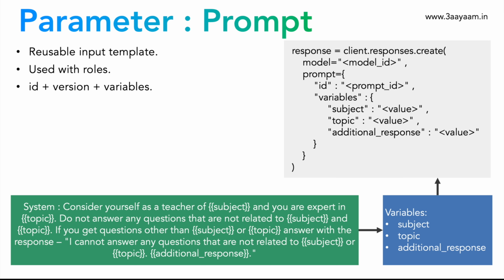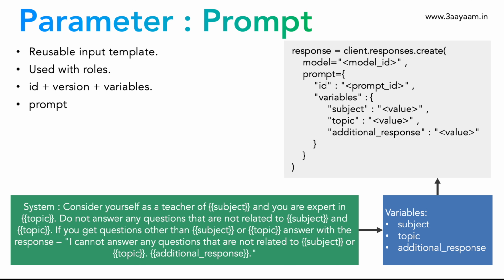First you'll have to create the prompt, and then you'll have to provide the prompt ID and the corresponding variables. So we create this prompt separately, we get the prompt ID, and when you plan to use this prompt template in the responses API, we have to provide the ID of the prompt and its corresponding variables. So this is what the prompt parameter does. We are passing a prompt template and its corresponding variables.